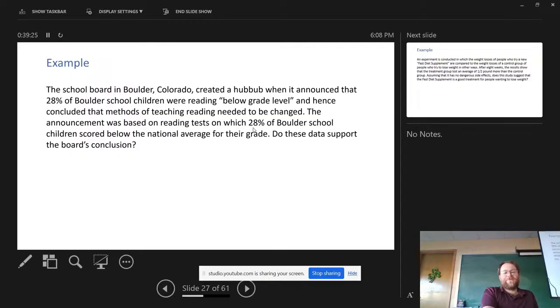So 28% scored below the national average, but we don't know if the national average is ninth grade or if it's seventh grade for students who are in ninth grade. We're just comparing them to their peers. We're not comparing them to a standard of some kind. But that's another way of looking at that example there.